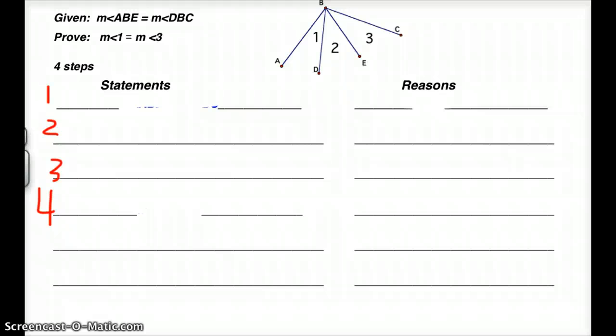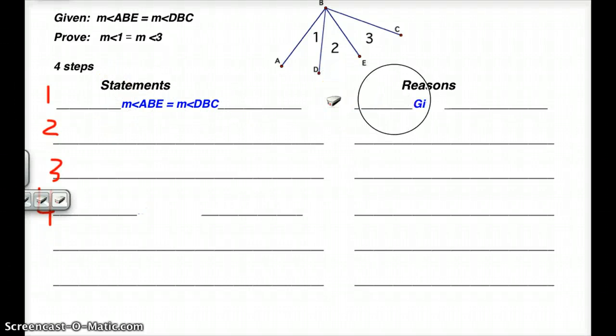This one's going to take 4 steps. And you're given angle ABE equals DBC. So the first thing you're going to do is write your givens down. And you're going to write given. Then go down to the bottom and write your proof: 1 equals 3.